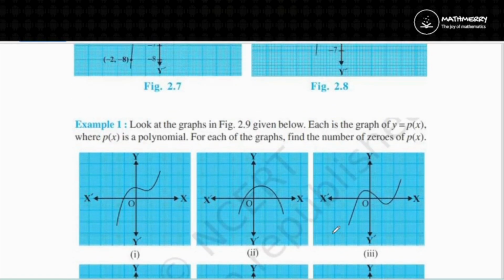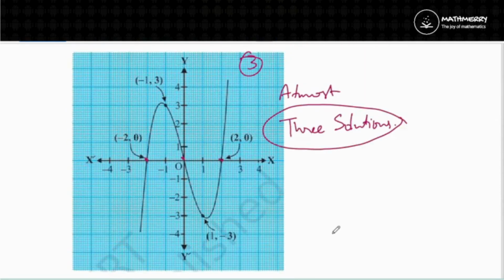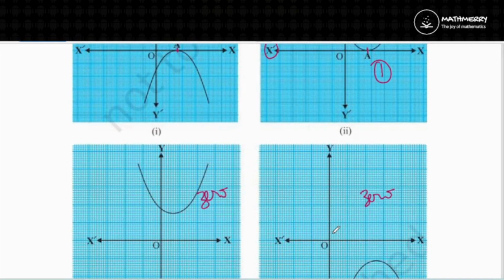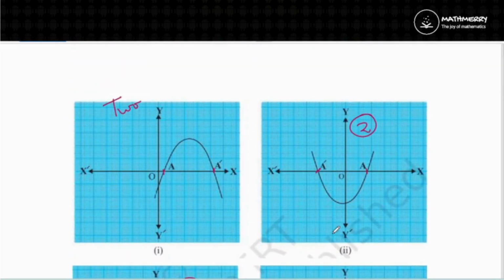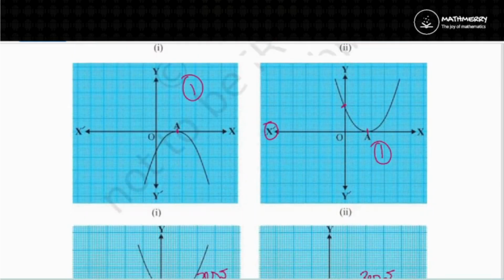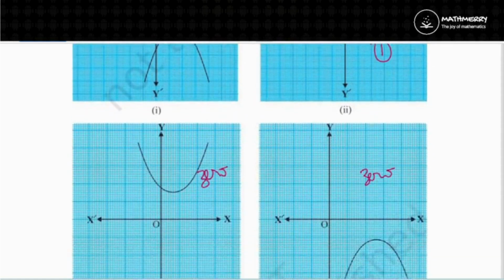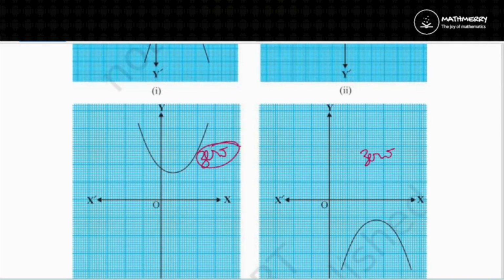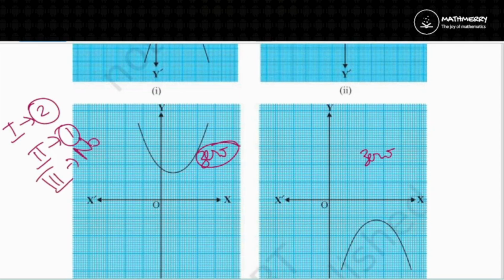So as in the previous video, we can say that for a quadratic polynomial, there are three cases possible. Either there can be two solutions, or there can be one solution, and there can also be no solution. So there are three cases. First one, two solutions. Second one, equal solution. And third case, no solution. So these are the three cases possible for a quadratic polynomial.